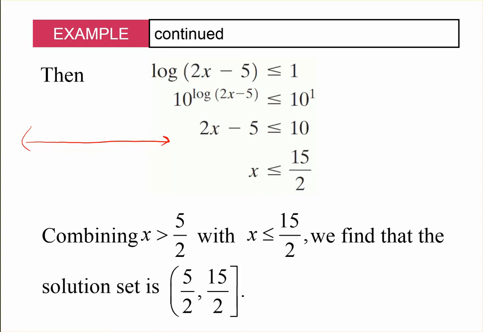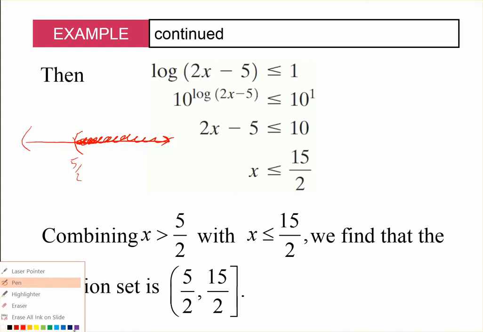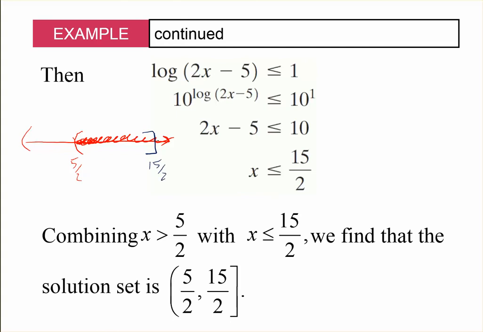So x is greater than 5 halves. That's what, 2.5? 5 halves is here. That means it goes this way. That's for my domain issue. Okay, now let's look at our solving issue. x is less than or equal to 15 halves. That's 7.5. So over here there should be a bracket now. That's 15 halves. And now this one goes this way.